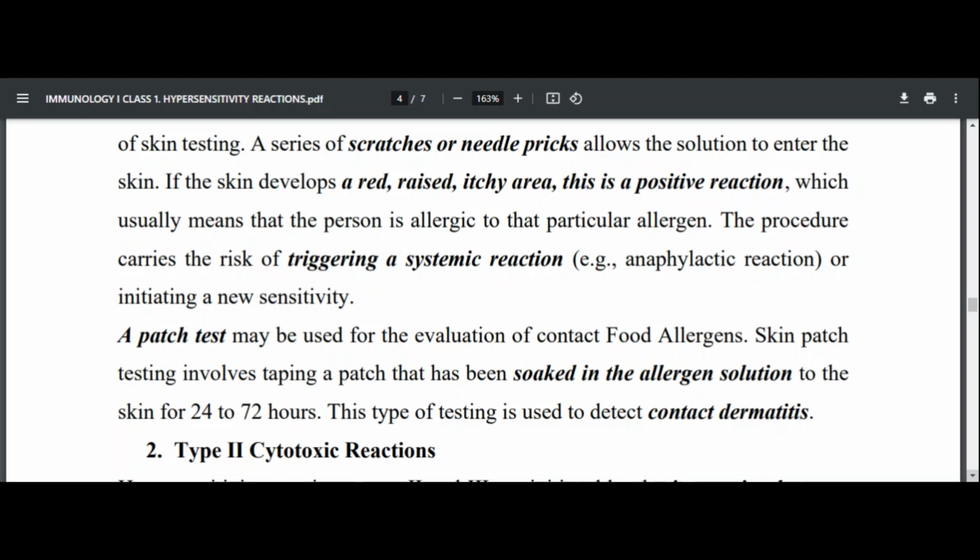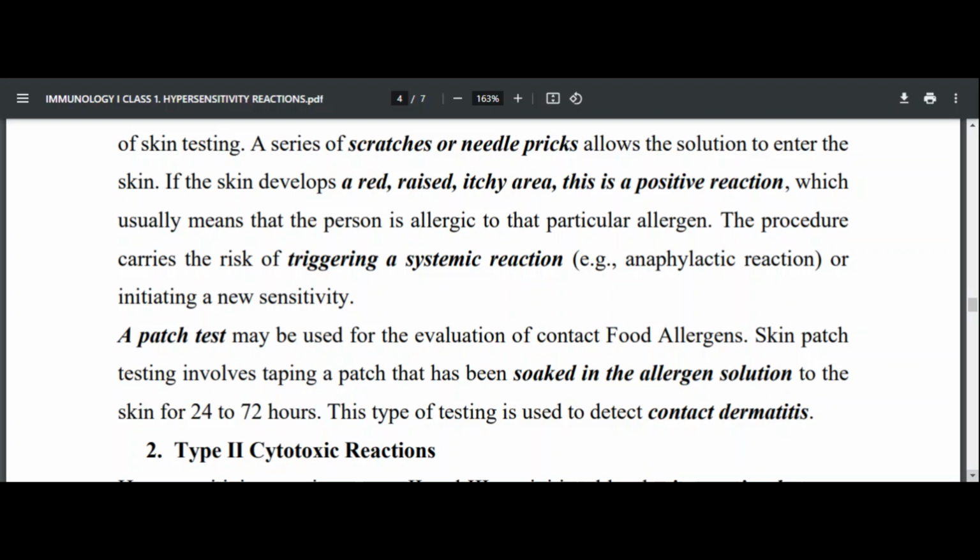It is just to place a patch that has been soaked in the food solution or allergen solution for up to 72 hours. You can just place it there and leave it there for some time. So this is what you call contact food allergen testing. A patch test is for contact allergens, because sometimes patients experience allergic reaction just because of contact with some allergens.